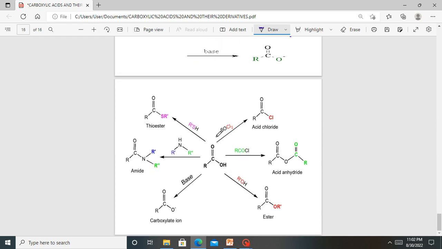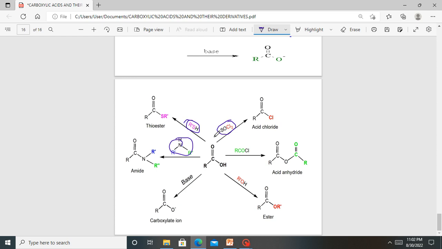Just another scheme. We have a carboxylic acid, then you add thionyl chloride. It is going to give you an acid chloride. So this is the reagent for synthesizing acid chloride from carboxylic acid. We have a thiol compound here plus carboxylic acid giving us thioester. We have an amine here. This is an amine. This is a thiol group.